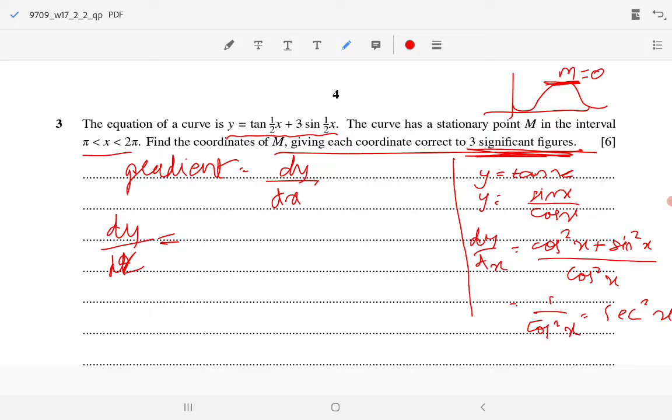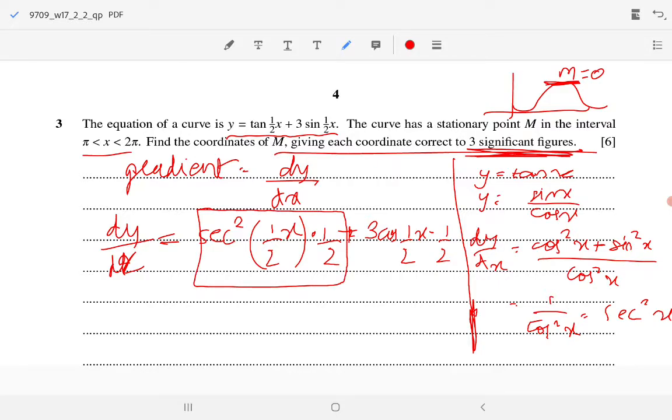So we just have to use the chain rule to differentiate tan of half x, which is going to be sec square half x, then the derivative of half x, which is going to be half, plus 3 cos half x multiplied by half. Alright, the derivative of the inside term. So this is the derivative of tan half x, and this is the derivative of 3 sine half x.